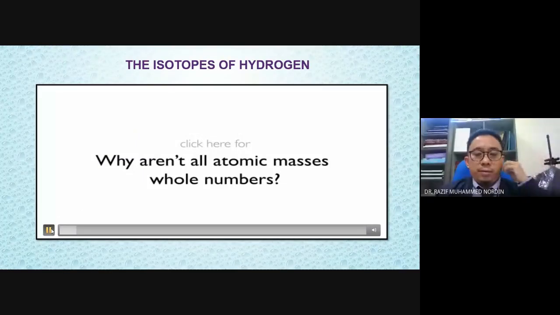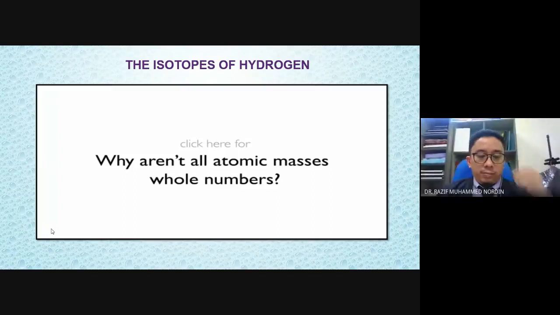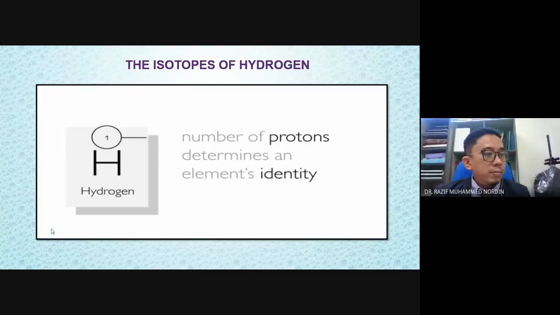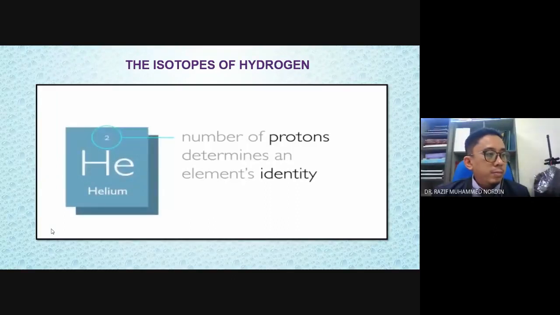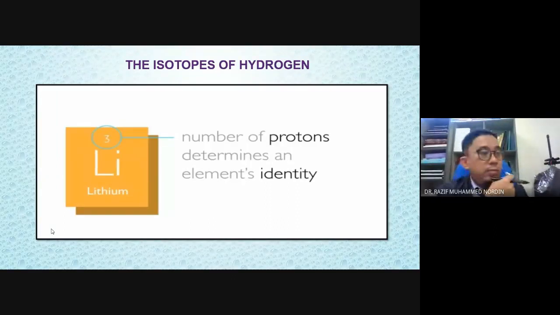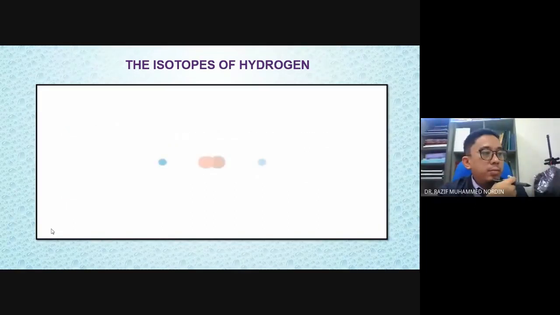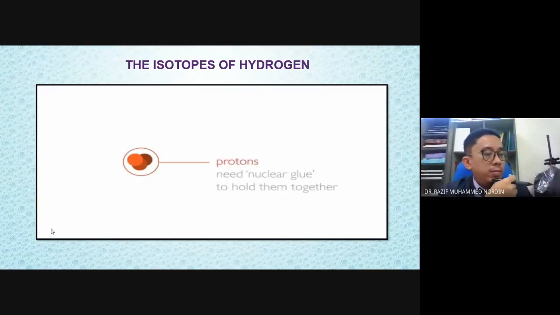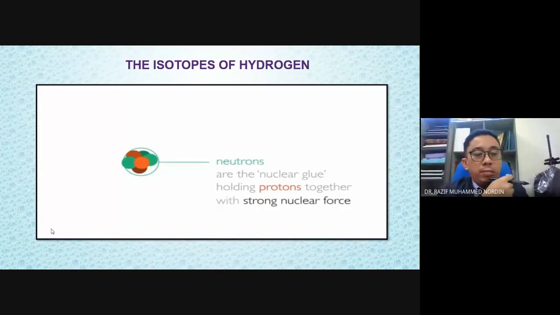Why aren't all atomic masses whole numbers? To help you understand this video. The identity and chemical properties of any atom are determined by the numbers of protons in its nucleus. As atoms get bigger and heavier, the nuclei get bigger and heavier, and the protons need a sort of nuclear glue to help hold them together. Neutrons provide this glue and prevent the positive charges of protons from repelling each other, thanks to something called the strong nuclear force.